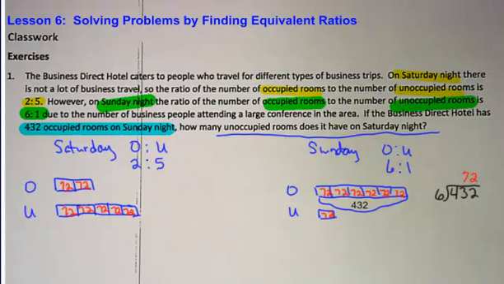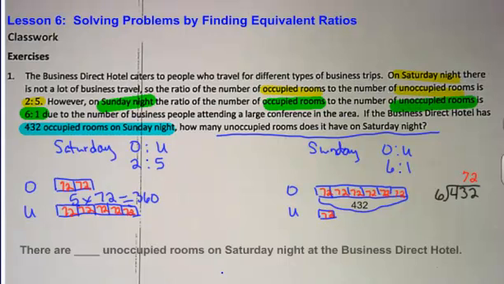So we have 5 pieces. Each one has a value of 72. So 5 times 72 will give us our answer. And that gives us our answer of 360. So we can put our answer in there. There are 360 unoccupied rooms on Saturday night.